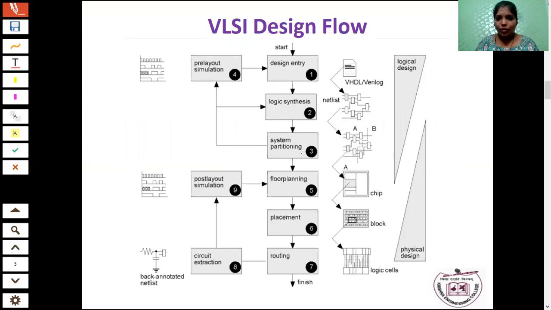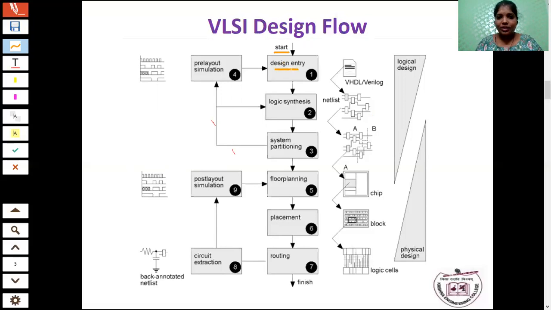Step one is that we first collect the specification. We start with the specification. The meaning of specification is, for example, if you are designing any system, you have to decide the number of inputs and outputs, the clock frequencies and so on. These are the specifications of any system. Once you have the specification of a system, the next step is to perform the design entry step.